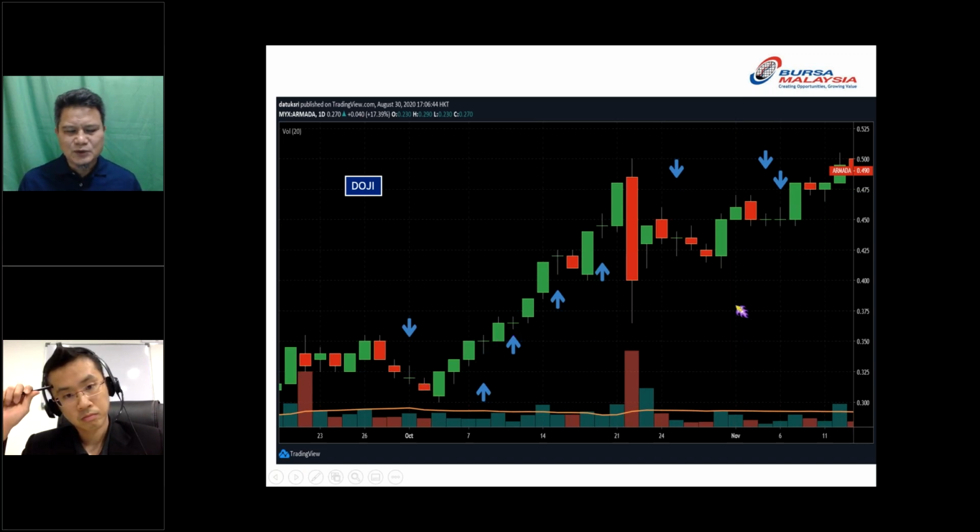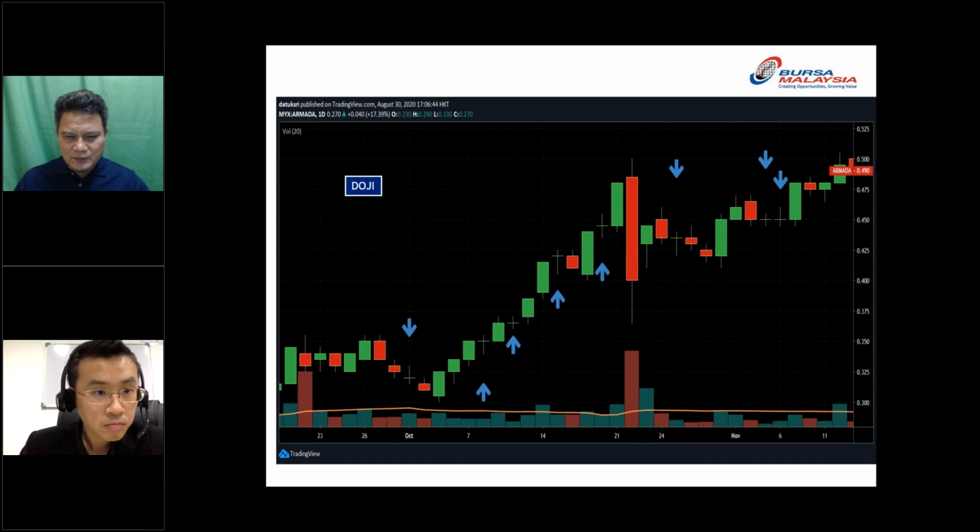So basically, doji is indecisive. As traders, when we have a doji, we have to be careful because we are not sure whether the market is going up or going down. We are not very sure of the direction of the doji. So it depends on the candle before the doji and the candle after the doji.